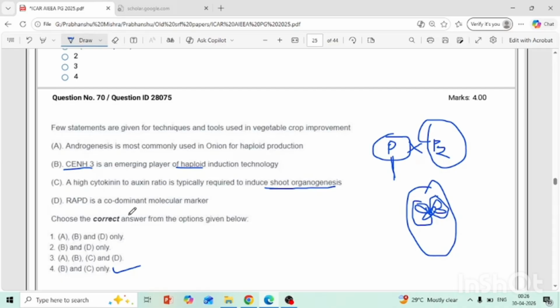But if you have the co-dominant marker, then it easily differentiates capital A types and capital A small a types, means those in heterozygous condition are also differentiated.